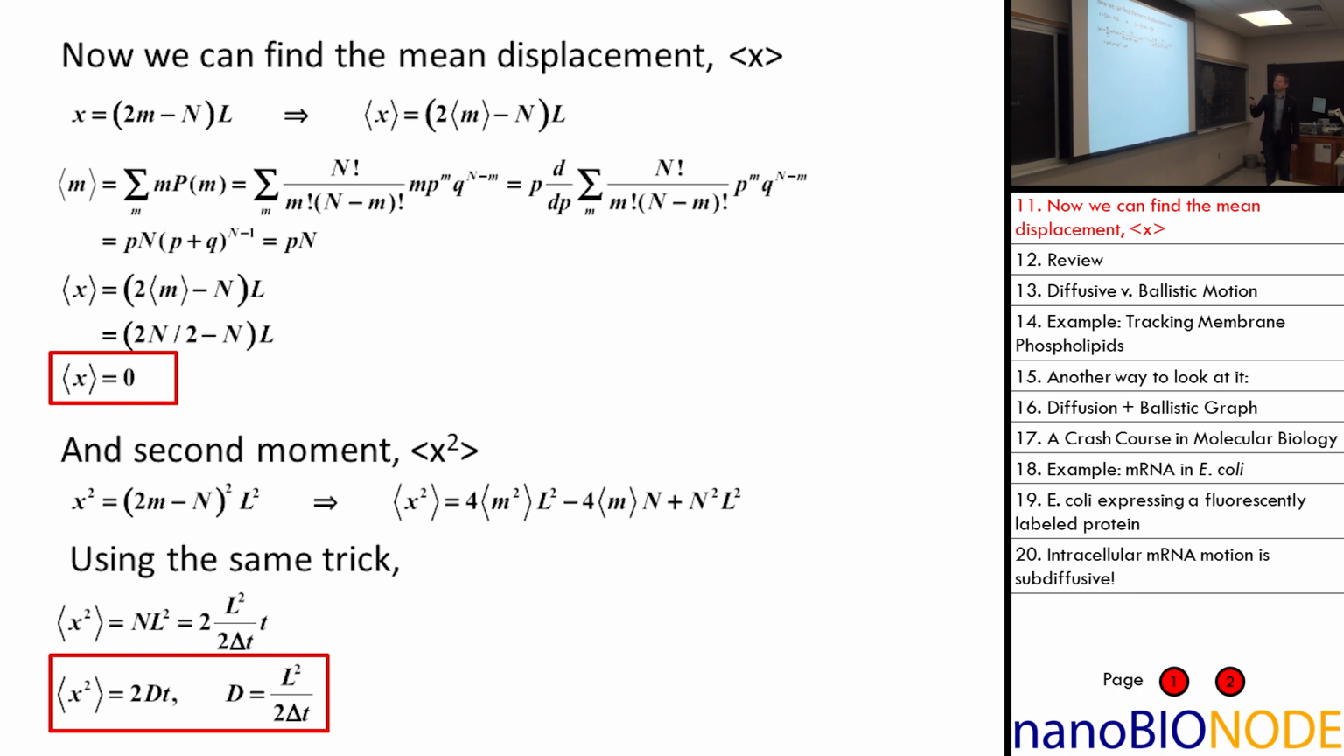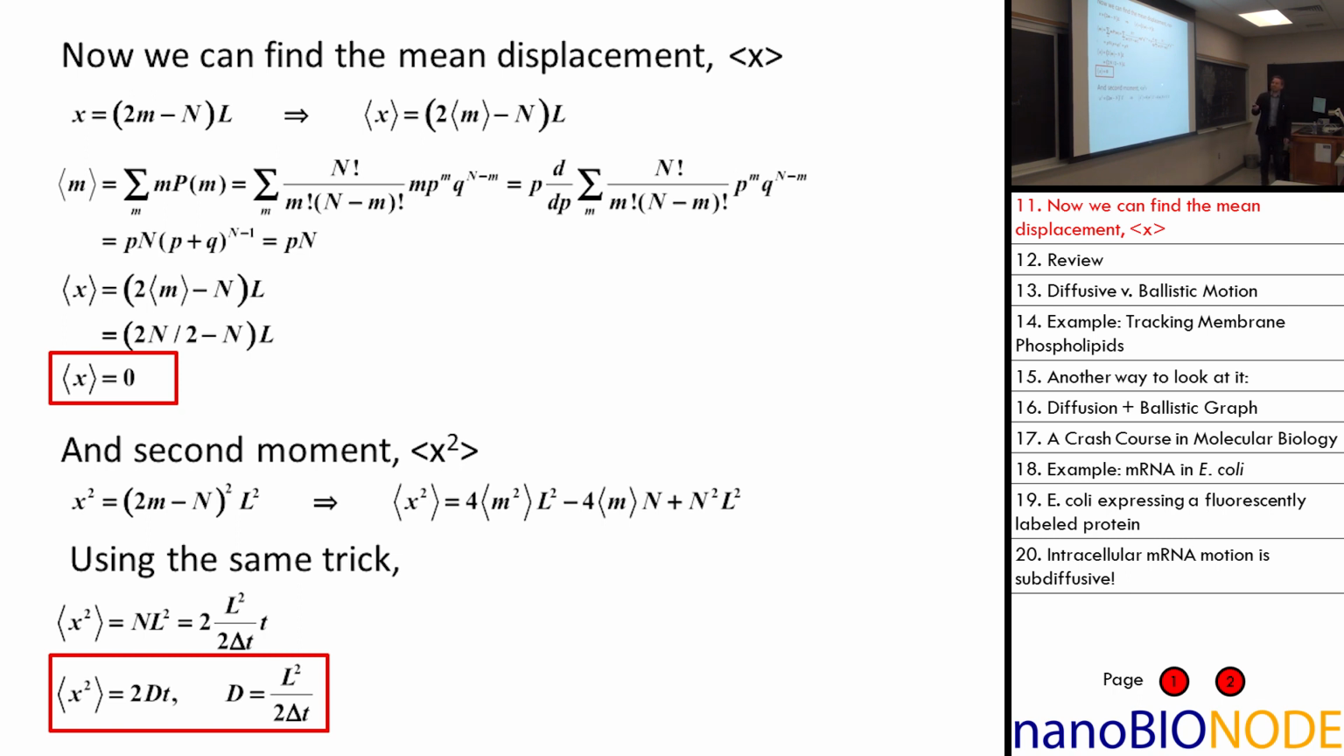Okay, so this is the mean displacement. Now if you take this answer for the mean value of m and plug it back in here to tell you what the mean displacement is, this is what you get. Then I plug this result into here using the fact that p is equal to 1/2, so I get 2n over 2 minus n, which gives me 0. So on average, a random walker goes nowhere. Make sense? That's because half the random walkers are going to go to the right, half are going to go to the left. On average, they're going to go nowhere because it's random. Okay?